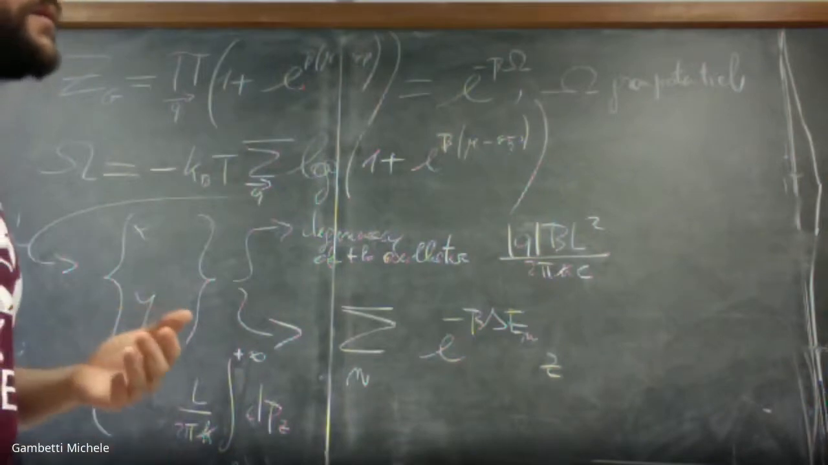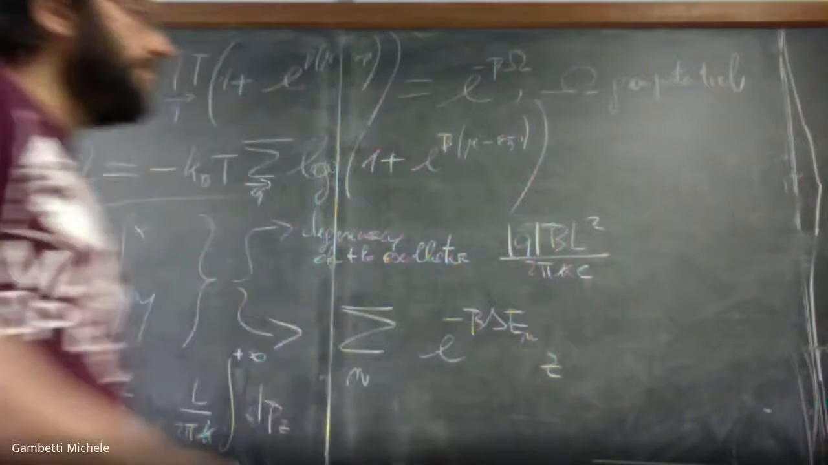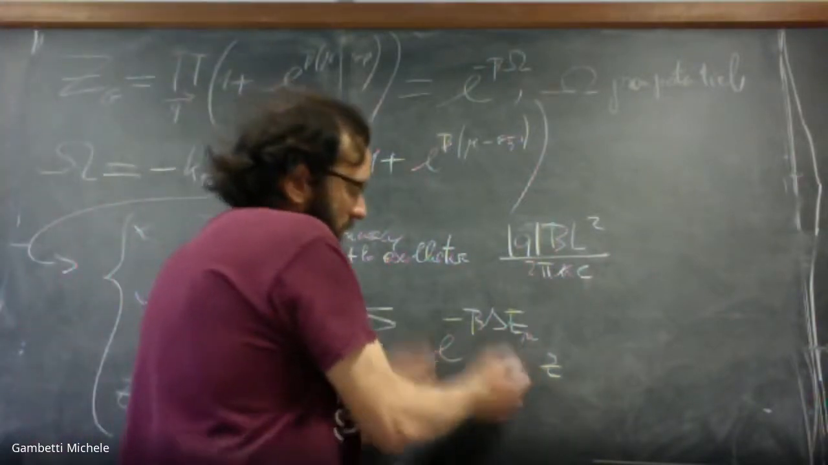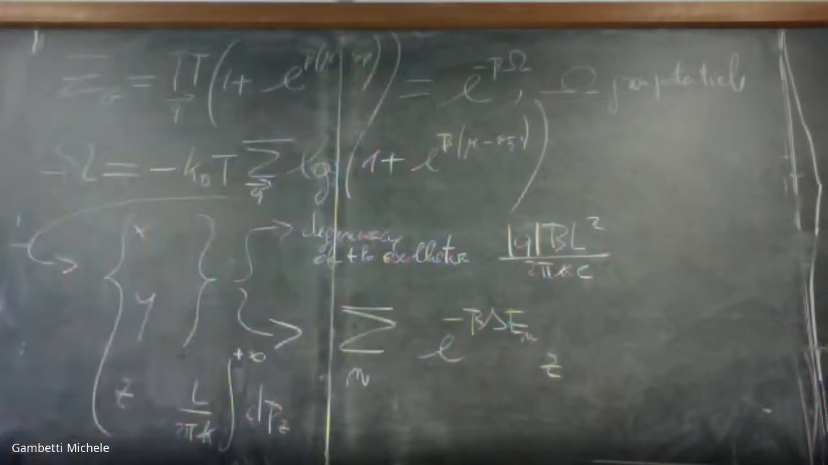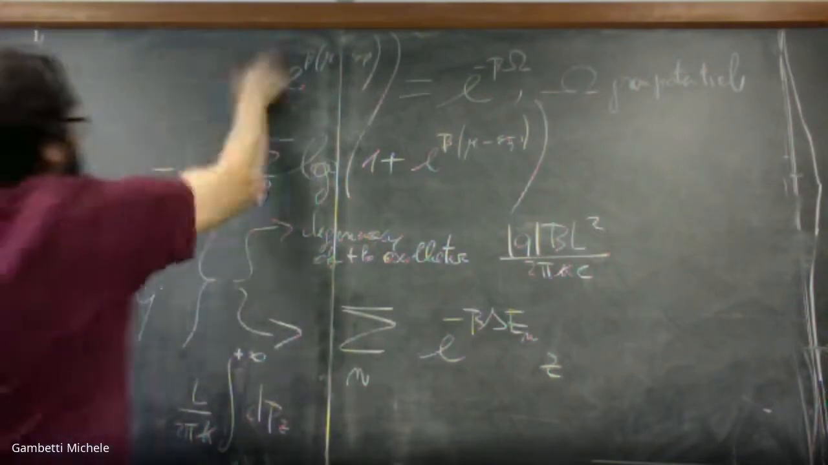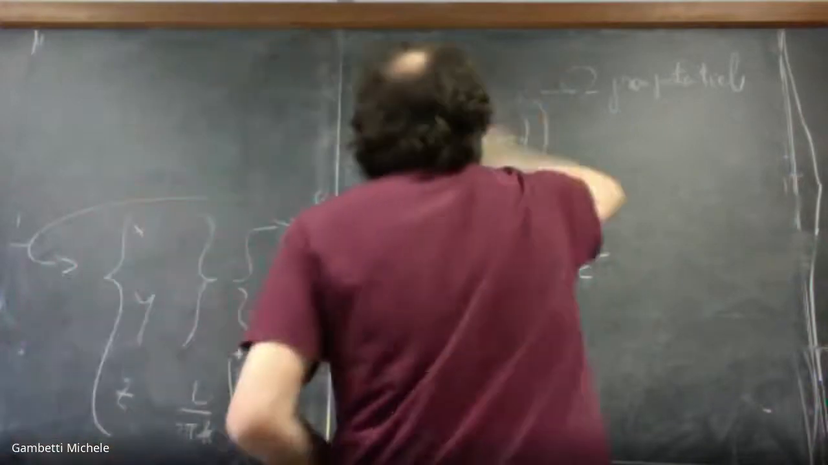There is an external field that is quantizing the levels, in the sense that it is introducing a discretization of the levels for the harmonic oscillator. Therefore, I can write this grand canonical potential in this form that I will write in a moment, and you will see that it's clear.